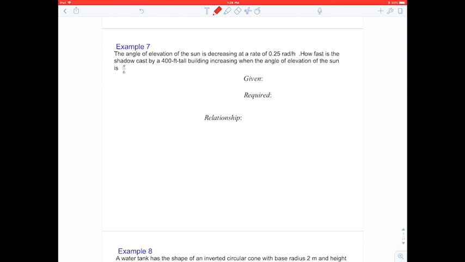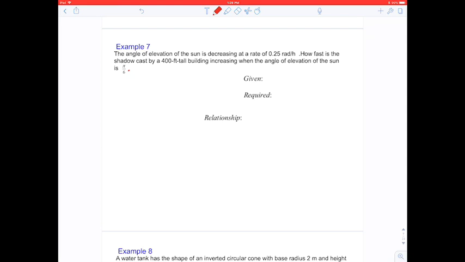Then let's do it. An angle of elevation of the sun is decreasing at the rate 0.25 radians per hour. How fast is the shadow cast by a 400 feet tall building increasing when the angle of elevation of the sun is pi over 6? Okay, that's me. Let's see what we have.